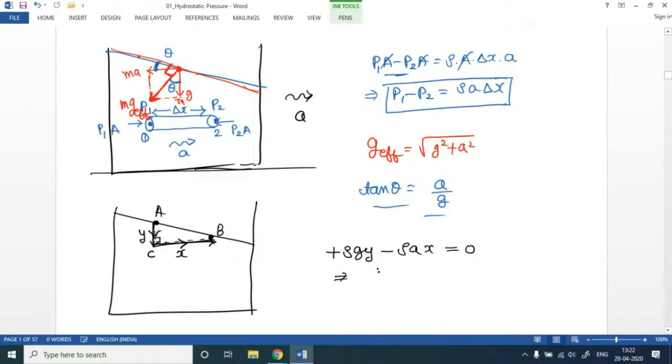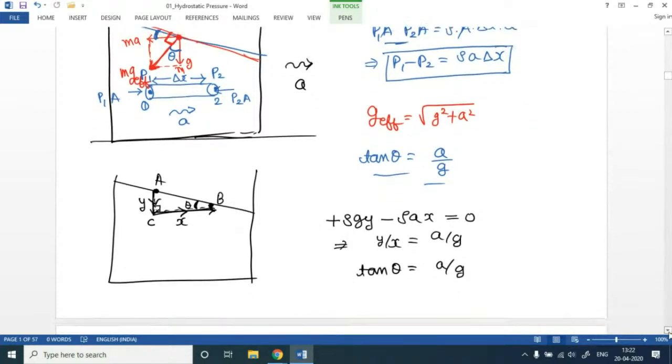So this simply gives us y by x is equal to a by g, and y by x in this right angle triangle is nothing but tan theta, which would be a by g as well. So two concepts we have learned: the pressure is going to vary in the direction of acceleration of the container also, or effectively you can say the pressure variation would be in the direction of g effective, and the open surface of the liquid is going to be perpendicular to the direction of g effective. We are going to use this concept in order to solve many other problems.